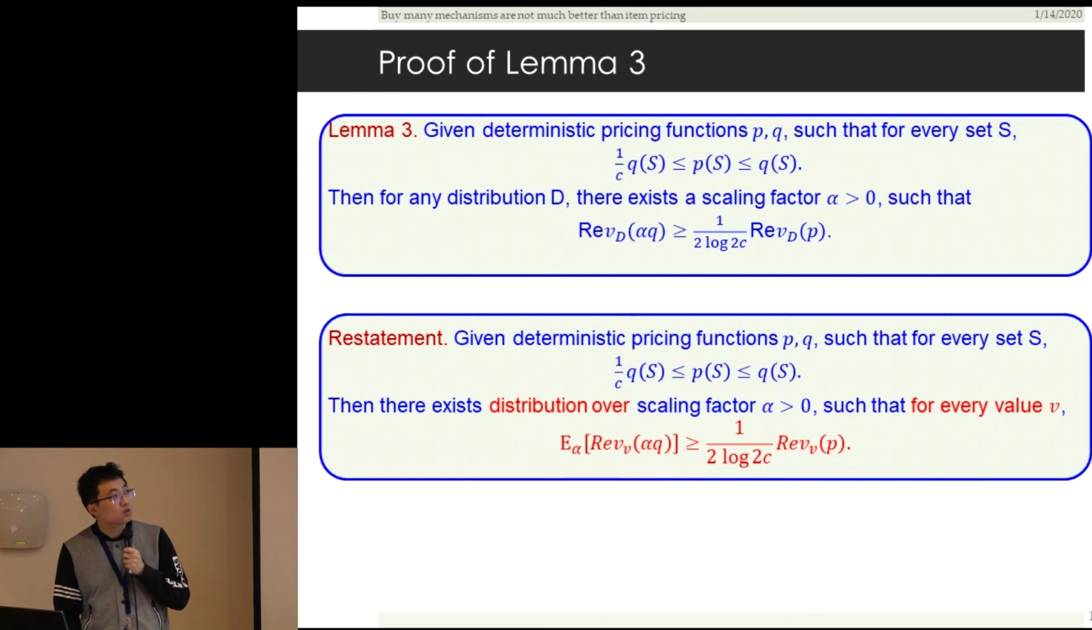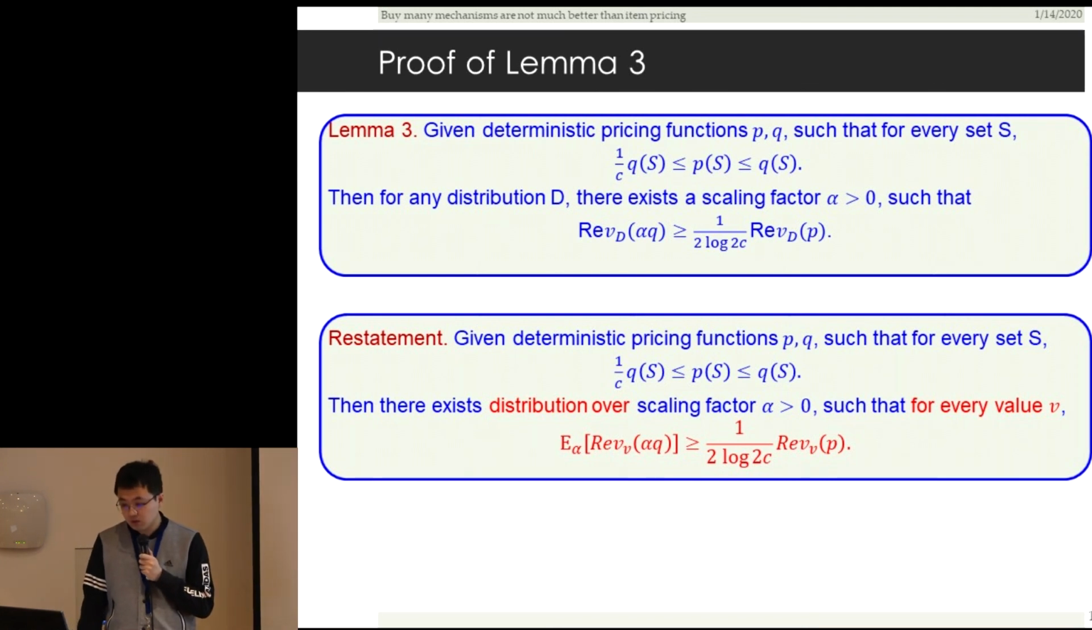Okay, so now let's see how to prove this lemma. We will prove a stronger restatement of the lemma, which says that there exists a distribution over scaling factor alpha such that for any valuation function V, the revenue of Q scaled down by a factor of alpha, in expectation, is an O(log C) approximation to the revenue of P for this valuation function. If we can prove this restatement, then lemma 3 follows immediately by taking the expectation over all possible V.